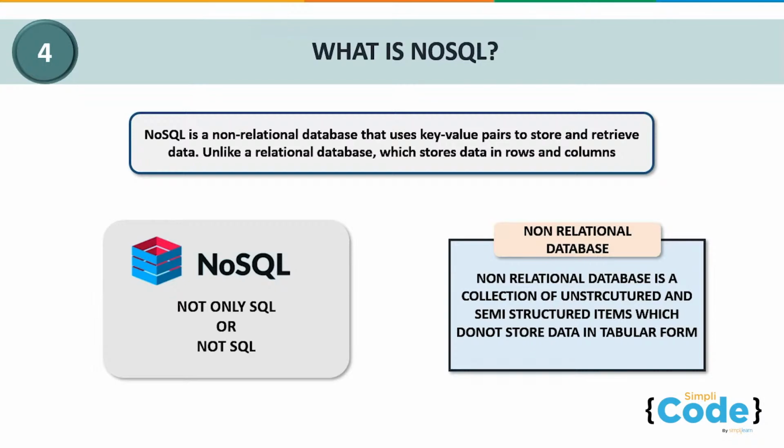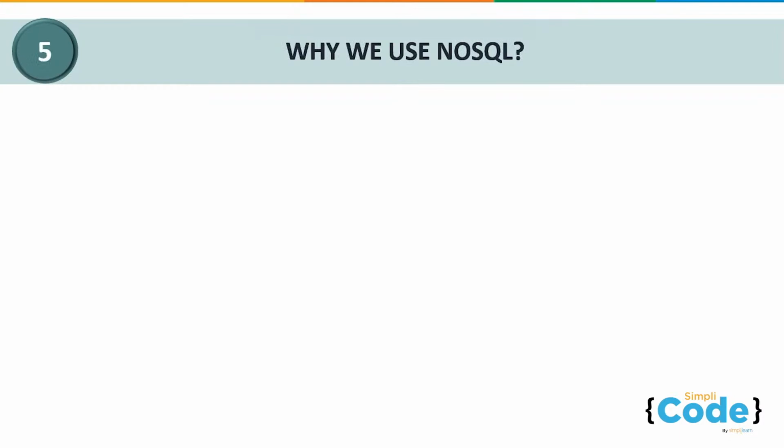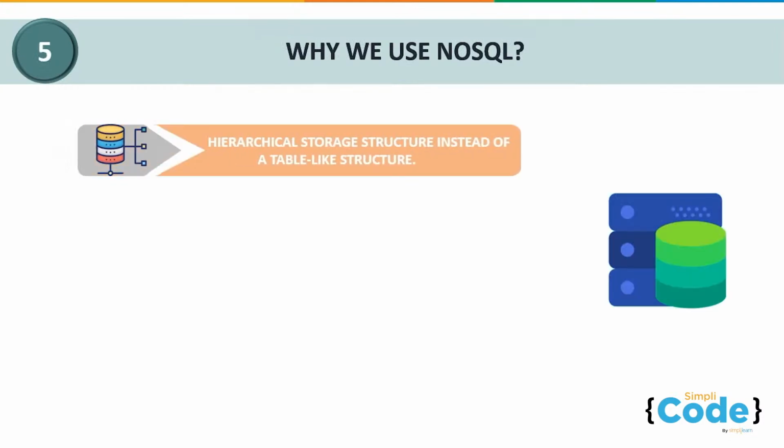For example, companies like Amazon, Facebook, Google collect terabytes of users' data every single day. So basically, NoSQL stands for not only SQL or not SQL, and it was introduced in the year 1998 by Carl Strozzi. Now, traditional RDBMS uses SQL syntax to store and retrieve data for further insights. Instead, a NoSQL database system encompasses a wide range of database technologies that can store structured, semi-structured, as well as unstructured data. Let us now understand why we use NoSQL.